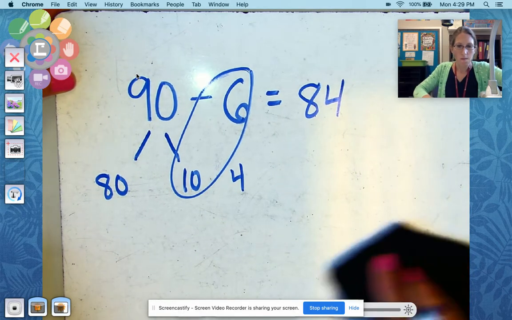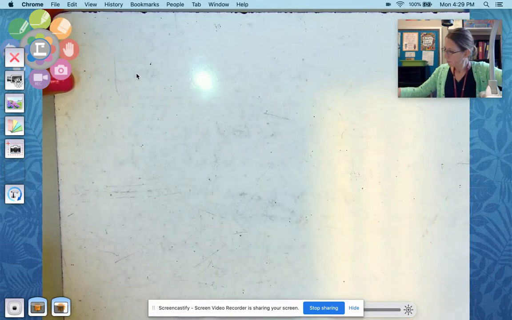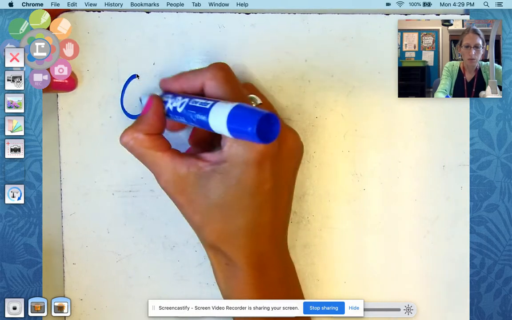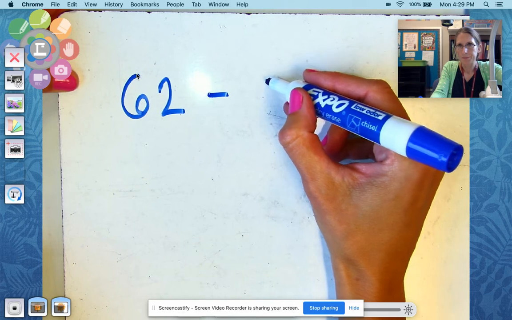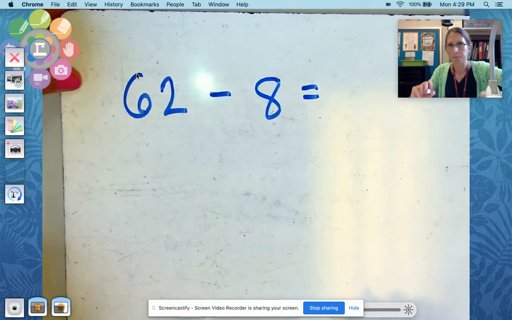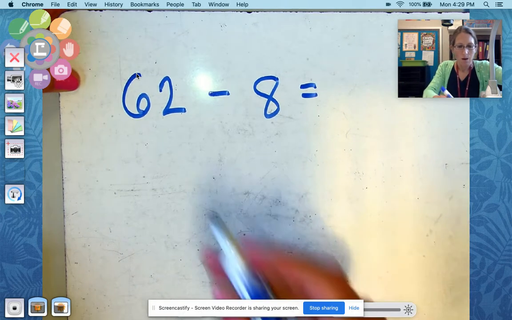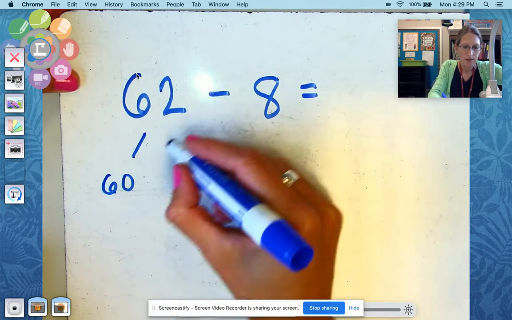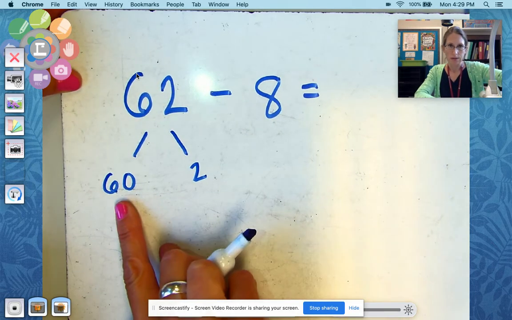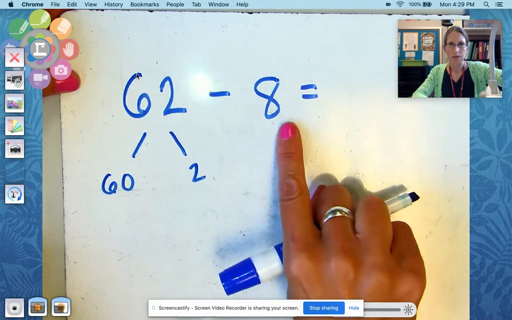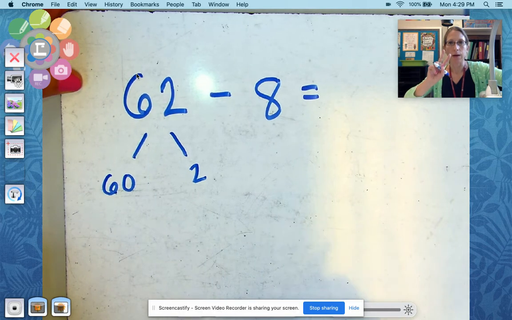All right, let's try one more. Let's try, how about 62 minus, how about 8? Let's try that one. 62 minus 8. Now, would it help me if I thought of this as a 60 and a 2? If I think of this as a 60 and a 2, and then 2 minus 8. I can't really do that, can I? If I only have 2, I can't take away 8.